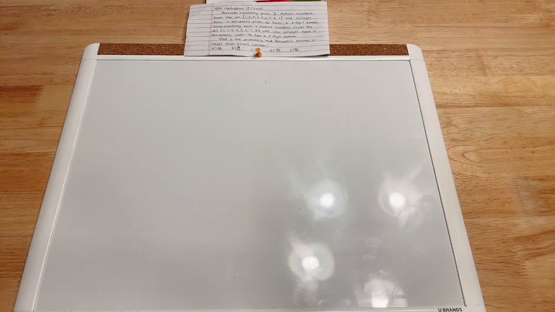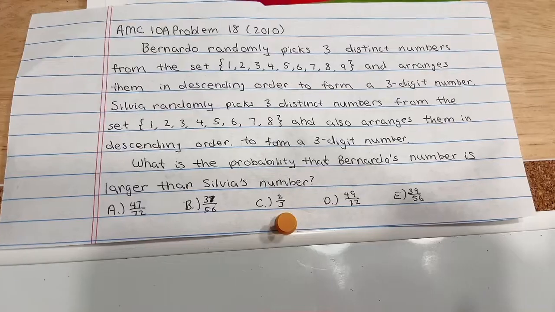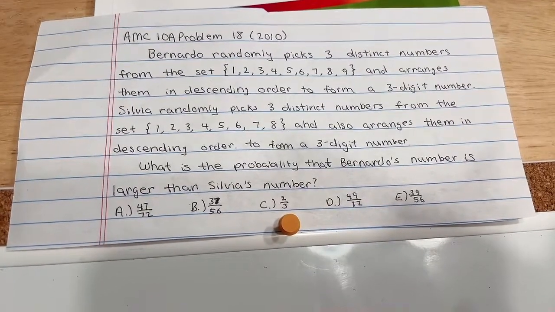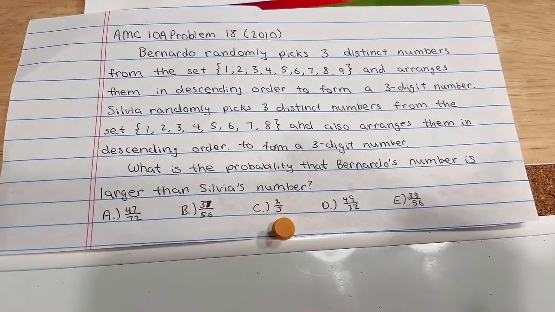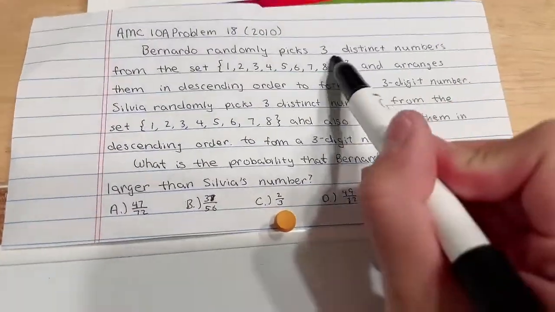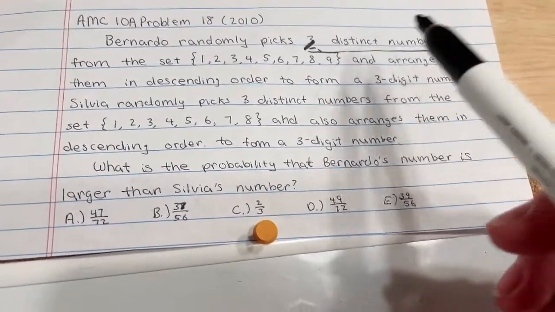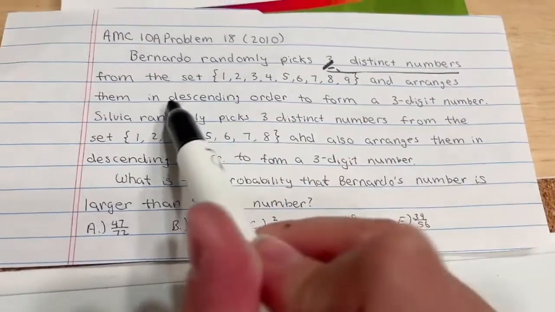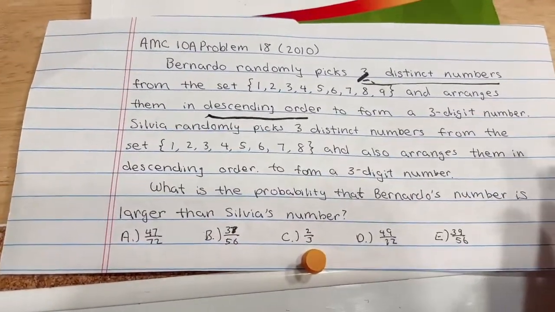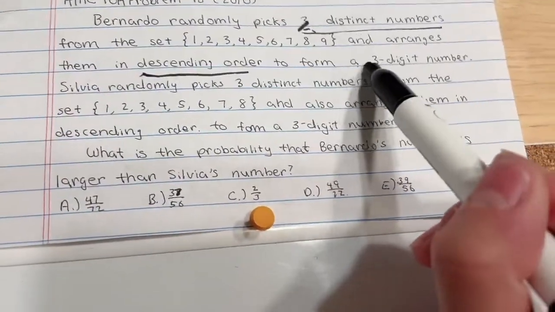This is AMC 10A Problem 18 from the year 2010. Bernardo randomly picks 3 distinct numbers from the set 1, 2, 3, 4, 5, 6, 7, 8, 9. So the keywords here are 3 distinct numbers, and then from this set. And then he arranges them in descending order to form a 3-digit number.